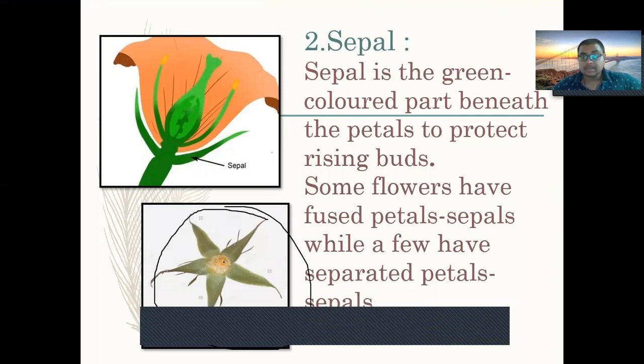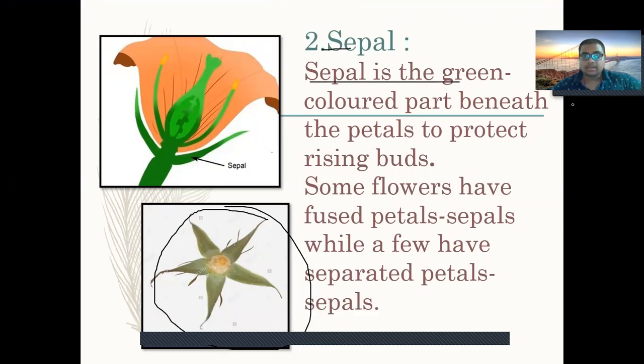And it's present at the base of the flower. So a sepal is a green colored part beneath the petals to protect rising buds. Okay, so there are many buds which rise, but these sepals protect them.